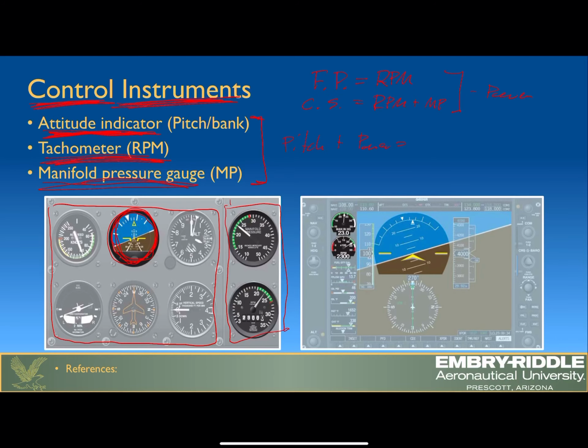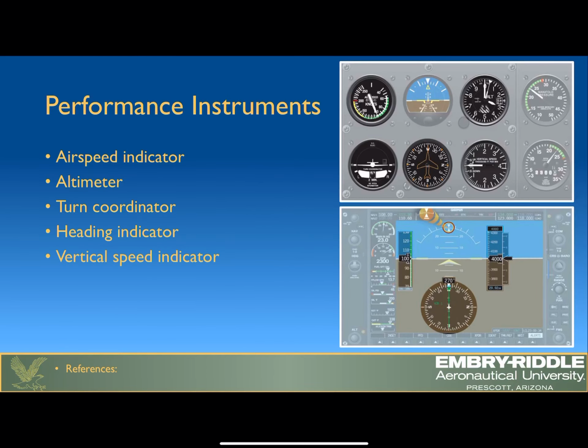So if these are our control instruments, then these are the performance instruments. These instruments are telling us how the aircraft is performing, based on what I used for my control. Now that I've inputted my pitch, bank, and power, how is my aircraft performing? The first of which is our airspeed, right? If I add full power and I pitch up, what should my airspeed indicator do? It should probably drop a little bit. So I should see a drop in airspeed. So it's showing me the performance of my aircraft in terms of speed.